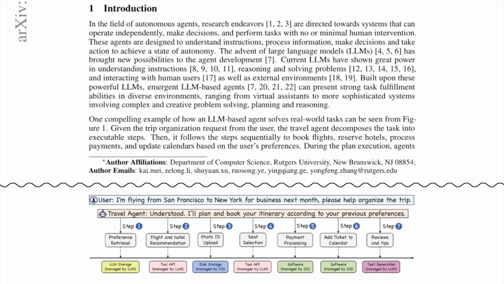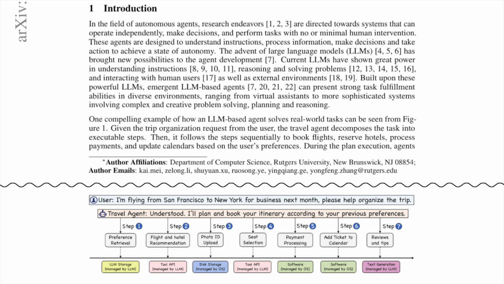One, introduction. In the field of autonomous agents, research endeavors are directed towards systems that can operate independently, make decisions, and perform tasks with no or minimal human intervention. These agents are designed to understand instructions, process information, make decisions, and take action to achieve a state of autonomy.